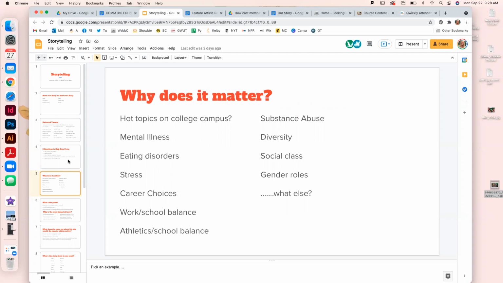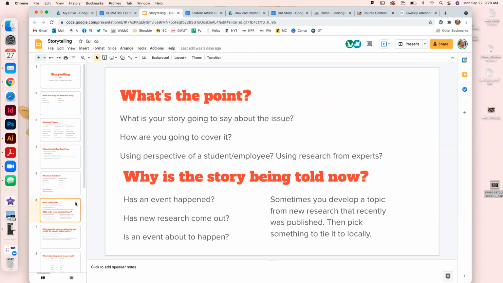And so there's lots of other things that you can think about when you're trying to think of a topic for a feature style article. We want to think about what matters. So what's the point? What's your story going to say about this issue? You know, like I said, these are supposed to be objective, not subjective. And so you want to stay objective as a writer, but who you choose to interview, how you choose to interview them can say something about something.